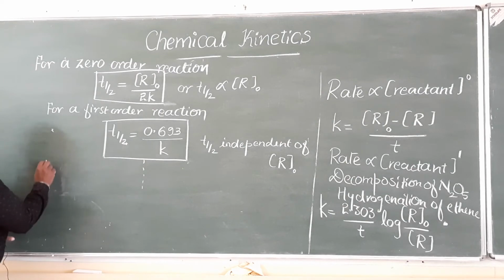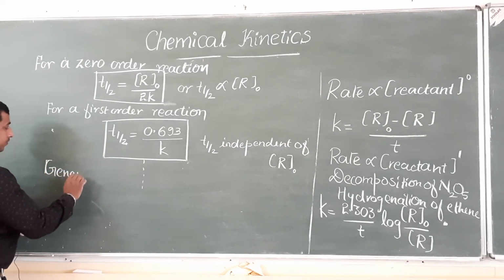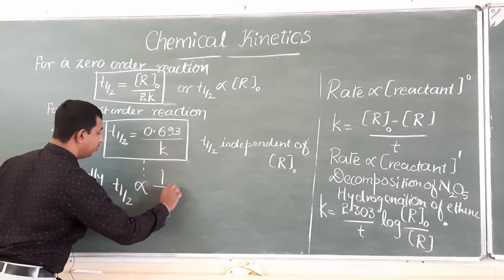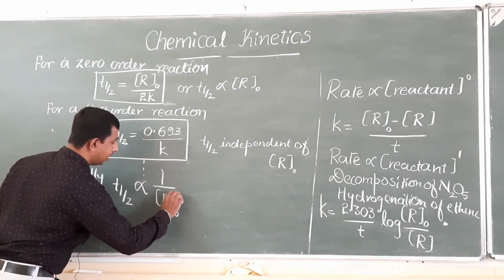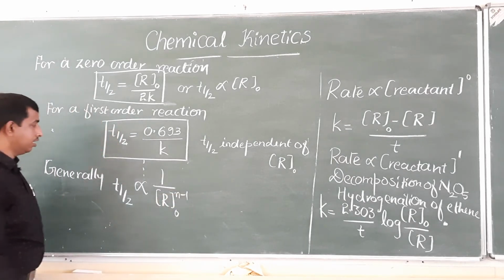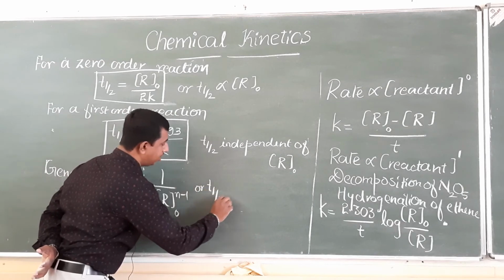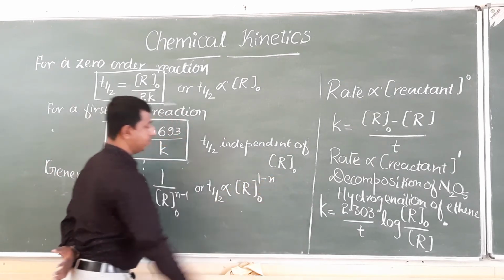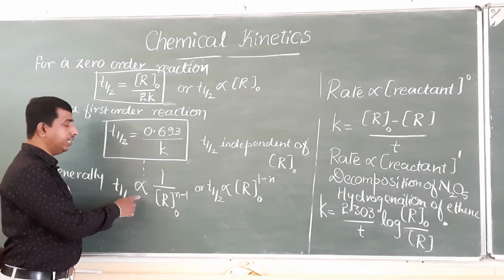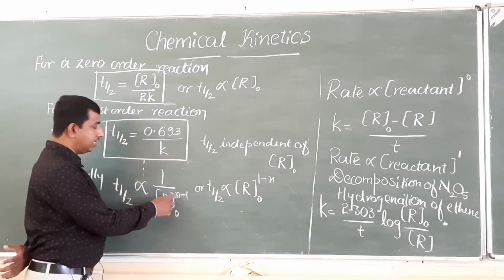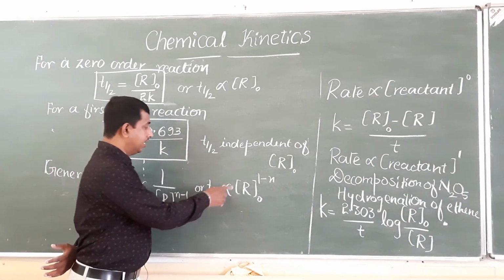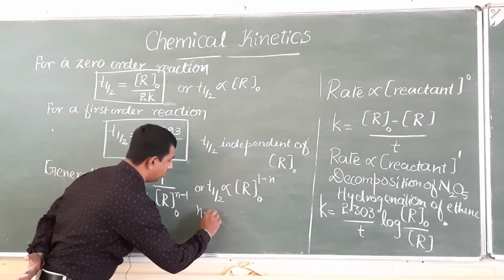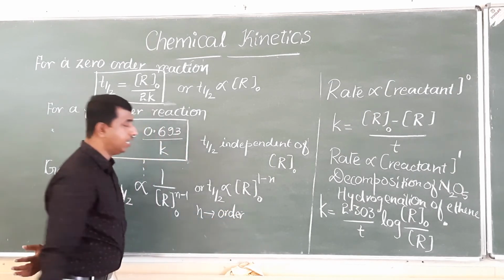at the end, for a general reaction, I can write T half as inversely proportional to initial concentration term power n minus 1, or T half is directly proportional to initial concentration term power 1 minus n, where n represents order.